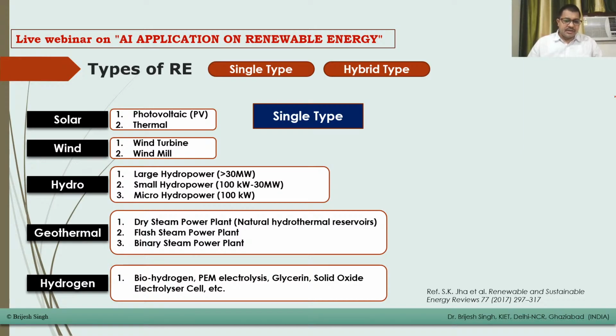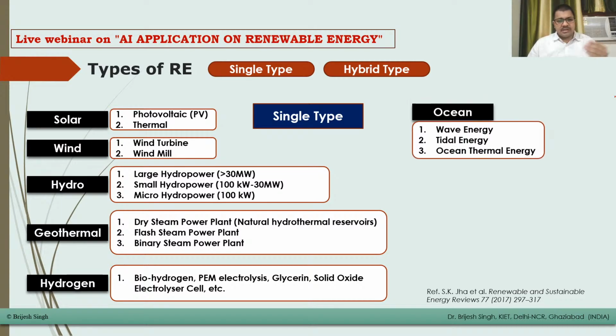Next is hydrogen energy. Hydrogen is one of the good types of energy resource which can be directly used for different applications, and nowadays people are looking at this energy resource for the automobile industry. Biohydrogen, PEM electrolysis, glycerin, and solid oxide electrolyzer cell are some of the technologies available in hydrogenation. Now apart from these five, there is another energy resource from the ocean.